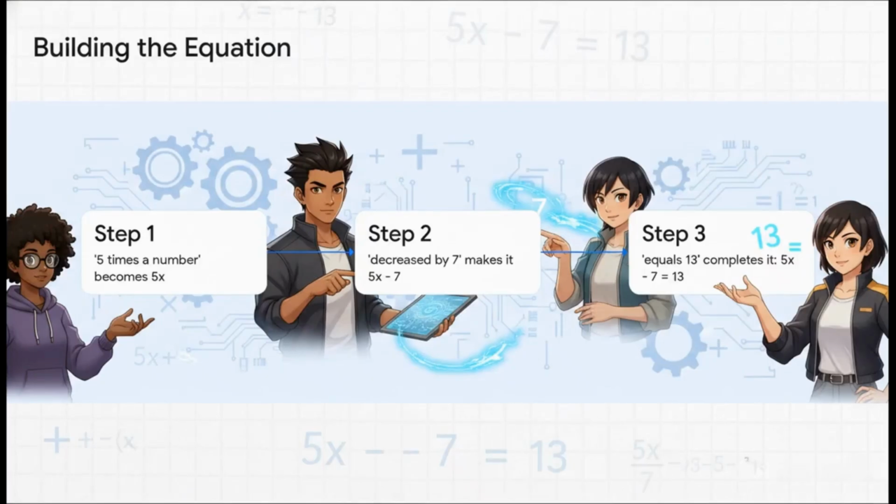Let's build this thing. First piece, 5 times a number. Okay, from our vocabulary lesson, we know that's just 5x. Got it. Next piece, decreased by 7. We just tack that right on to what we already have. So now we're looking at 5x minus 7. And the final part of the puzzle, equals 13. That gives us the other side of our equation. And boom, there it is. We've translated the whole sentence into a perfect algebraic equation. 5x minus 7 equals 13.